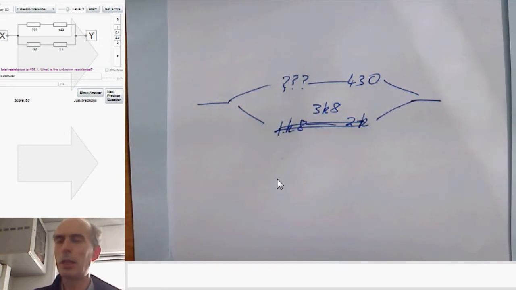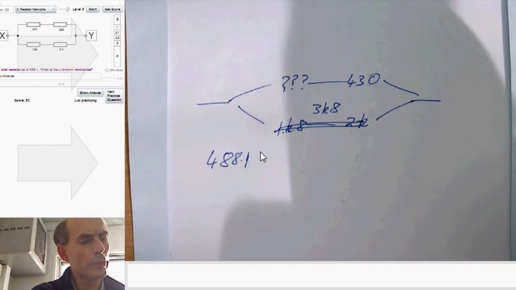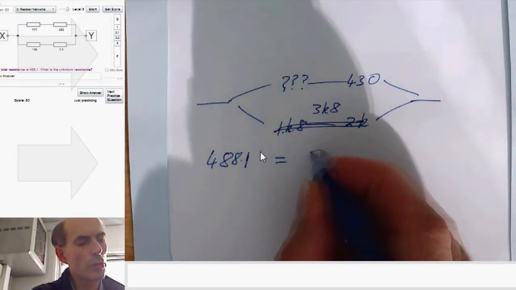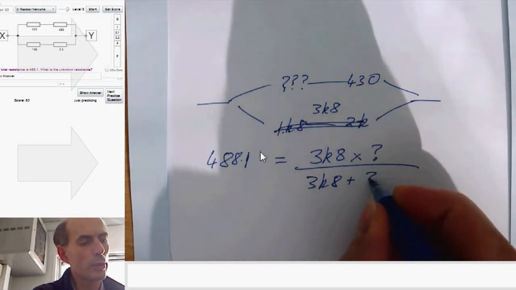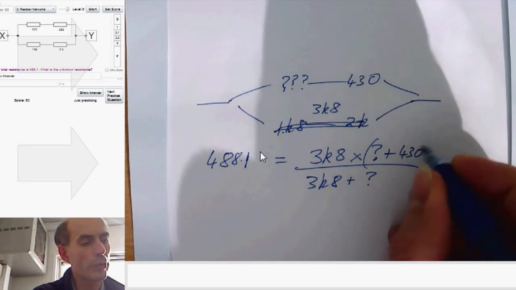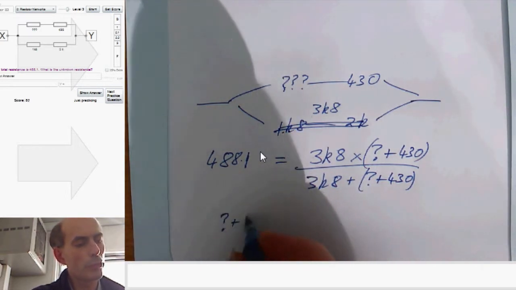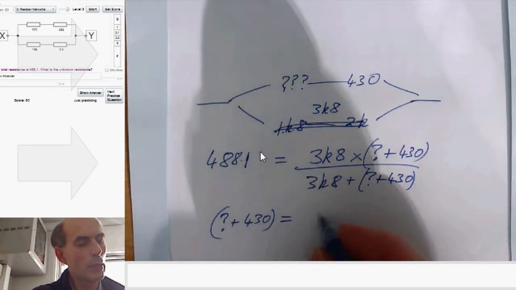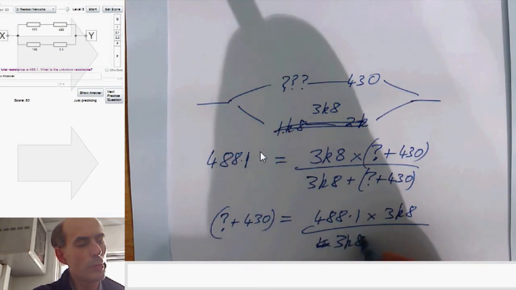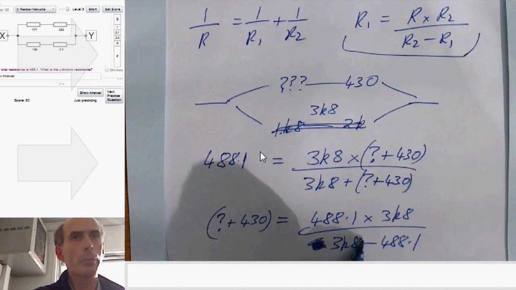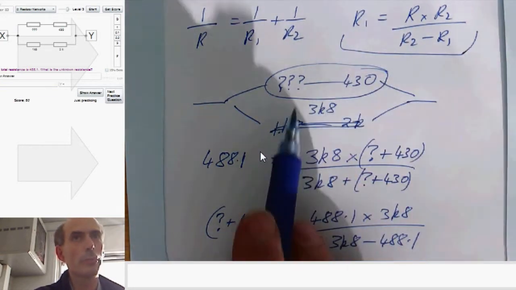I know that the total resistance is, just check, 488.1. So I can put that into the formula that we've used before. The total resistance is 3K8 times the unknown resistance divided by 3K8 plus the unknown. Actually, this would be unknown resistance plus 430. Bit of algebra on that, and you'll end up with the unknown resistance plus 430 is equal to 488.1 times 3K8 divided by 3K8 minus 488.1. That's what we're going to try and solve, and that will give us the unknown resistor plus 430, the total resistance of this series combination here.